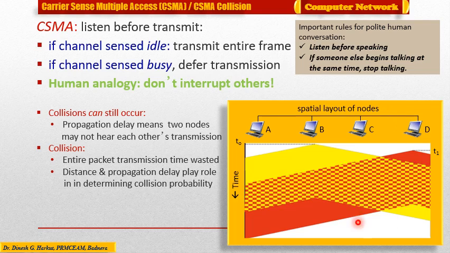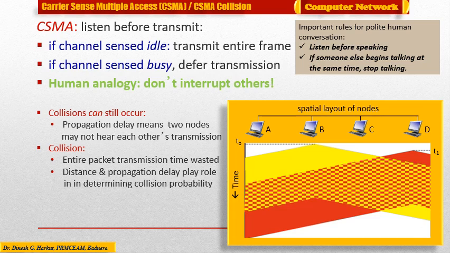The answer to the question can be best illustrated by using this particular space-time diagram, having four nodes A, B, C and D attached to a linear broadcast bus, a common bus. The horizontal axis shows the position of each node in space, and the vertical axis represents the time.